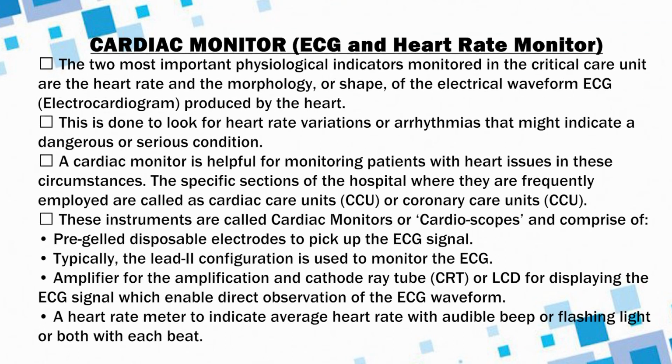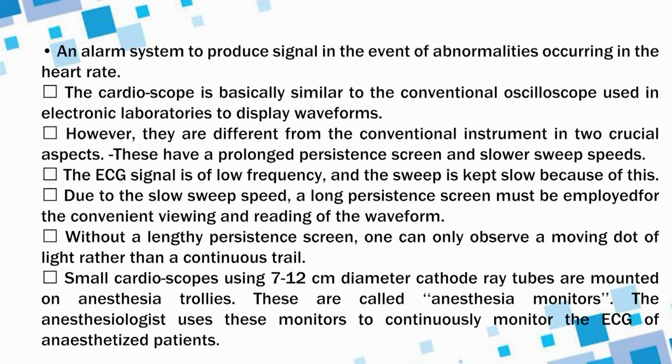Typically, the lead 2 configuration (ML2) is used to monitor the ECG, though it can be recorded in other modes also. An amplifier for amplification, and a cathode ray tube or LCD for displaying the ECG signal, which enable direct observation of the ECG waveform. A heart rate meter to indicate average heart rate with an audible beep or flashing light or both with each beat. An alarm system to produce a signal in the event of abnormalities occurring in the heart rate.